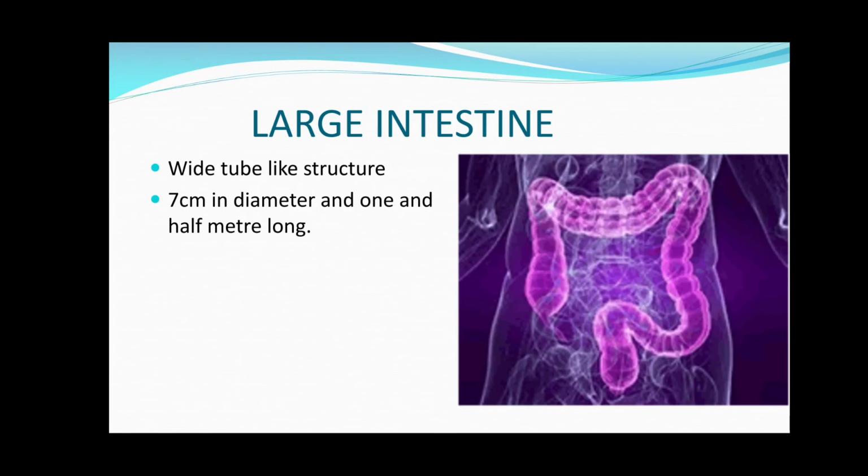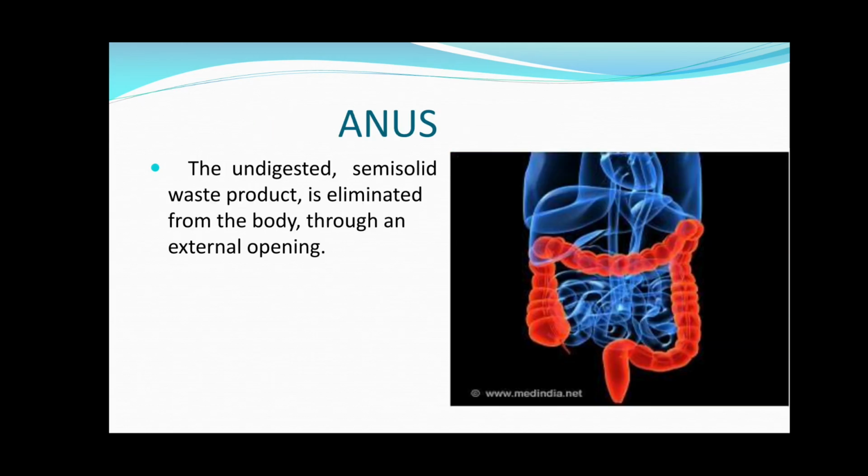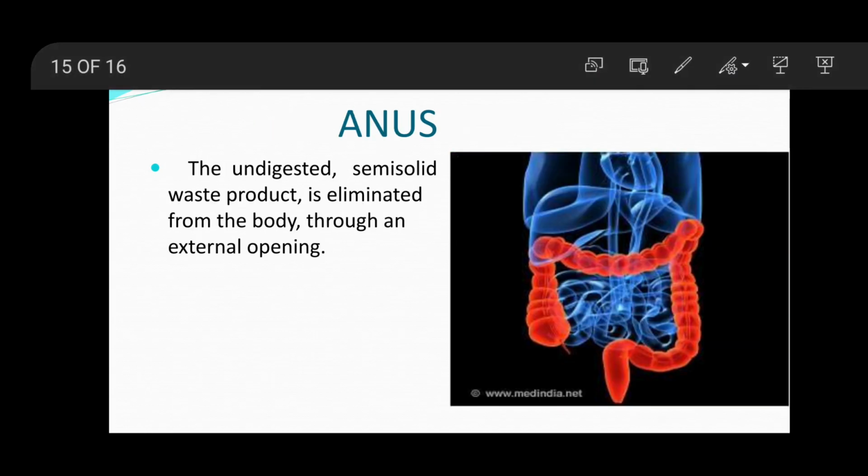The large intestine helps in the absorption of water from the undigested food, and then this undigested waste is pushed into the anus. This undigested semi-solid waste product is eliminated from the body through this external opening, which is known as the anus.